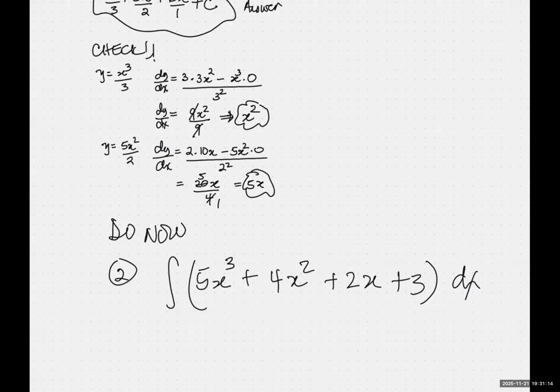I should be asking you what's the answer when I integrate 5x to the 4. Sir, I have 5x to the 4 over 4, plus 4x to the 3 over 3, plus 2x to the 2 over 2, plus 3x over 1. Am I finished?